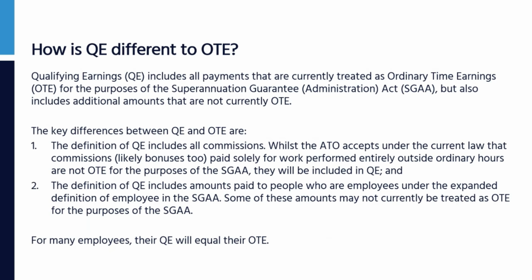So if you don't have anyone under 18 and you don't have anyone earning above the maximum contribution base, pretty much QE will be OTE, with the potential for other exceptions coming into play down the track.